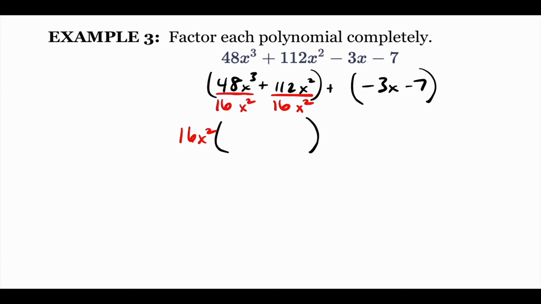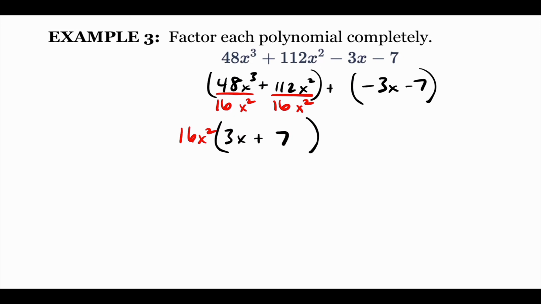Okay, so we got 16x squared. If I divide it, I get 3x plus 7. Because 16 goes into 48 3 times. I take away 2 powers, that leaves 1 power of x. 16 goes into 112, 7 times. If I take away both powers, it has no more x.